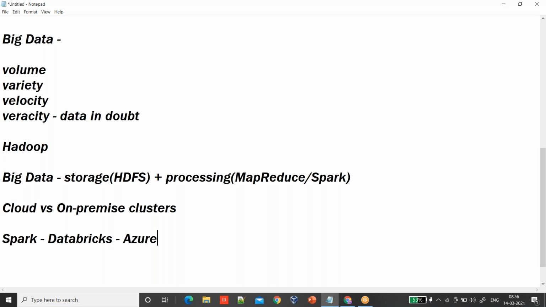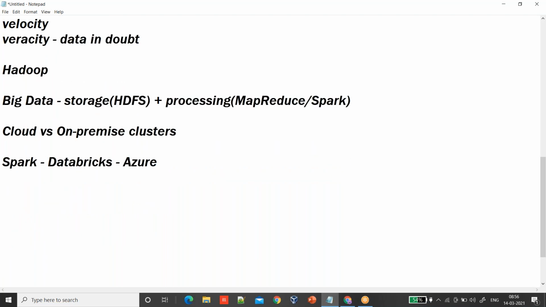Just to summarize our course, guys. We will learn Spark. We will learn Spark on a tool called Databricks, or a distribution called Databricks. And to deploy this Databricks, we will be using Azure Cloud. As simple as that. Okay.